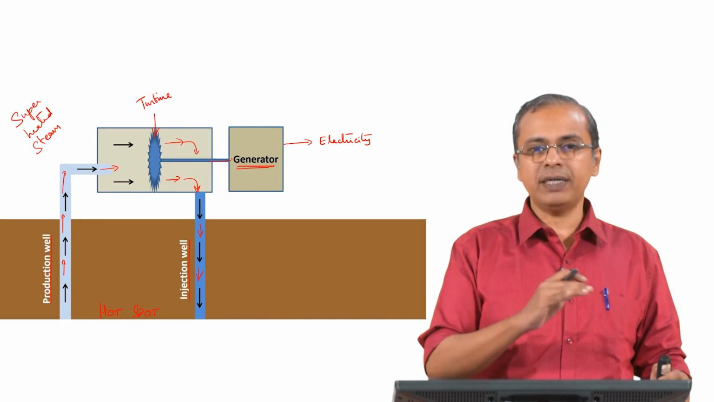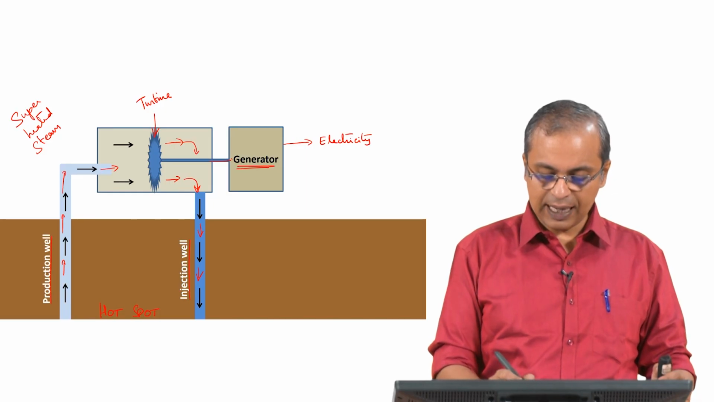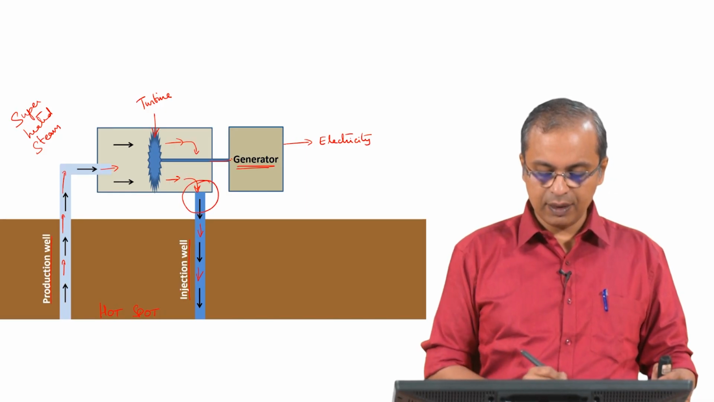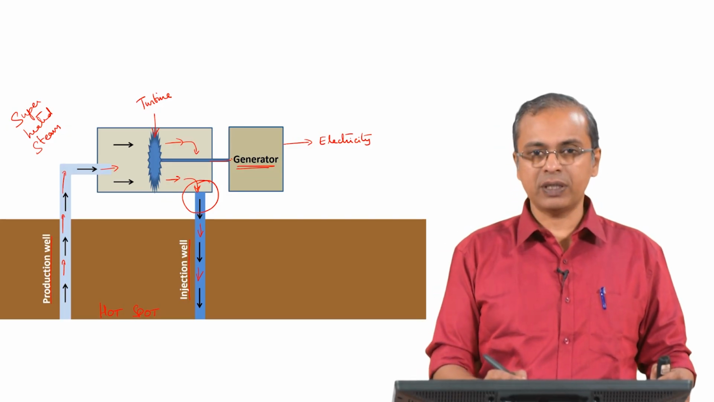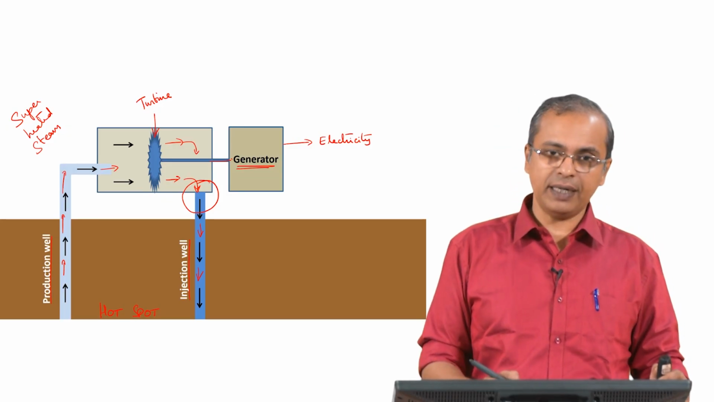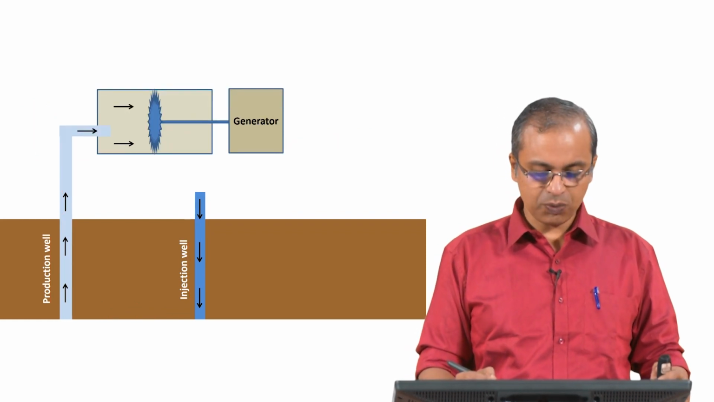So, in fact, whenever they find superheated steam, they do one more step which happens in this region at the exit from the turbine area. We do not take what is coming at the exit and directly send it into the injection well. We do one more step before we send it to the injection well, and that is what you will see here.